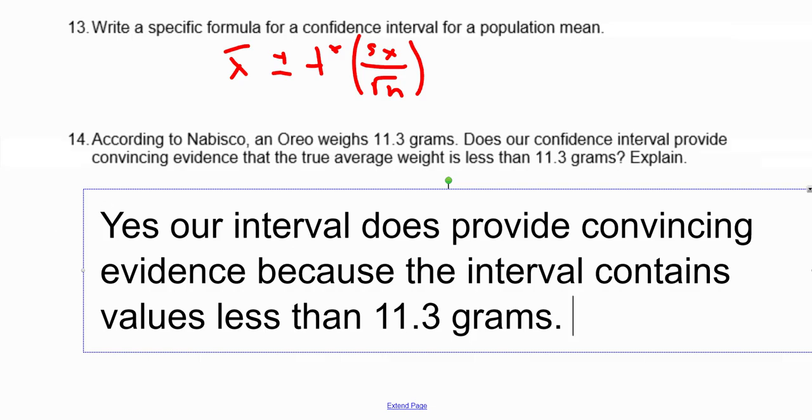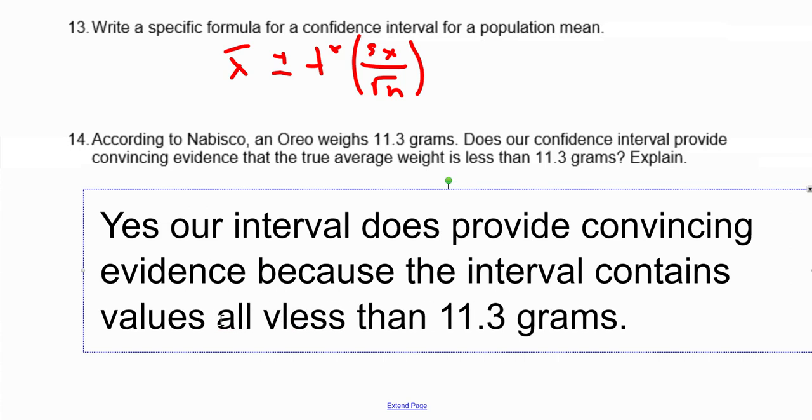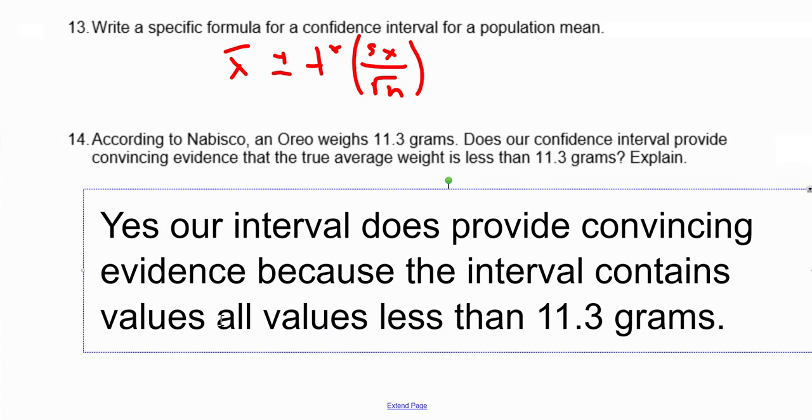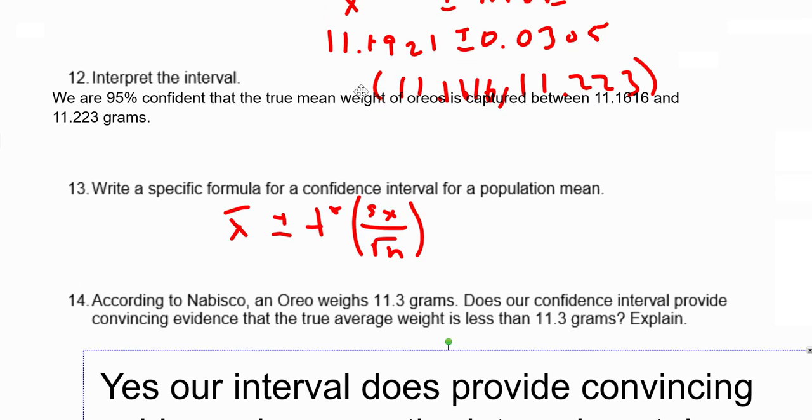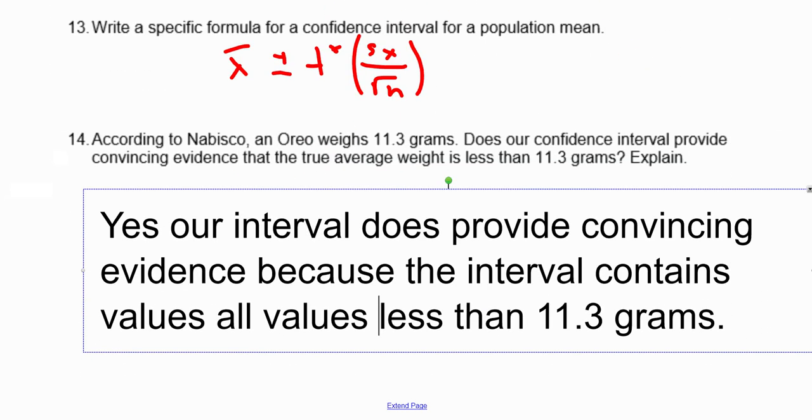It should say all values less than 11.3 grams, because it doesn't contain some. It contains all the values less than that, and that's why it is convincing evidence. So I hope that makes sense.